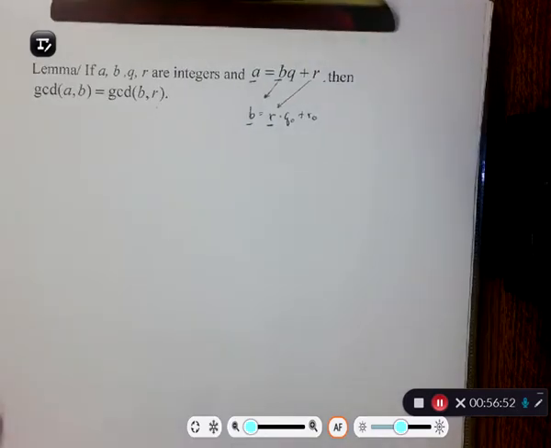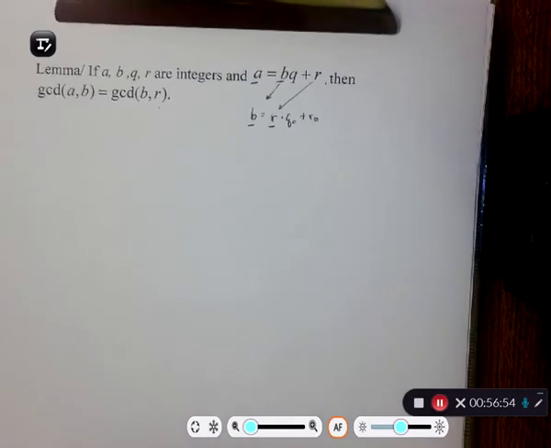So this is the end of section 1.2. And next time we'll move on into section 1.3, which is going to be dealing with primes and focusing more on the idea of a prime integer.